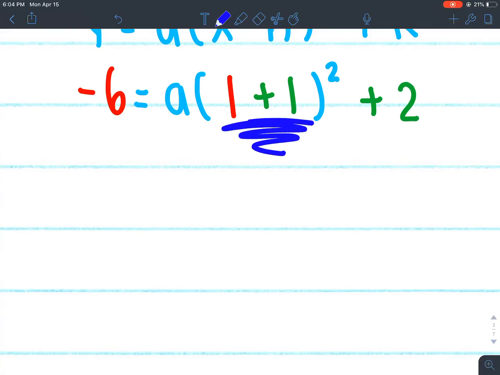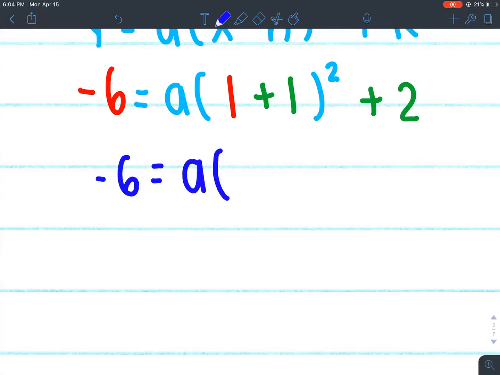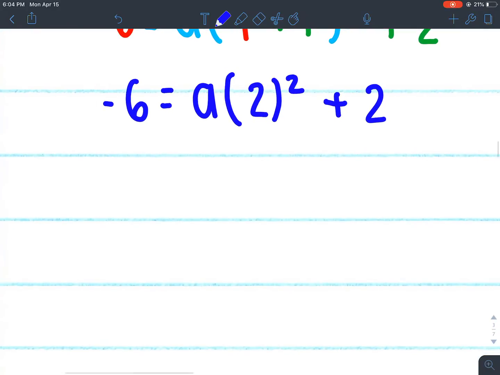Now, inside your parentheses, you're like, well, Miss Bowie, I have to write this twice because it's squared. Well, I'll be like, well, no, not really, because can't you just add 1 plus 1? Yeah, you can add just 1 plus 1. So what would you get? You get 2. So you have 2 squared plus 2. Okay, and then from here, you just simplify like normal.